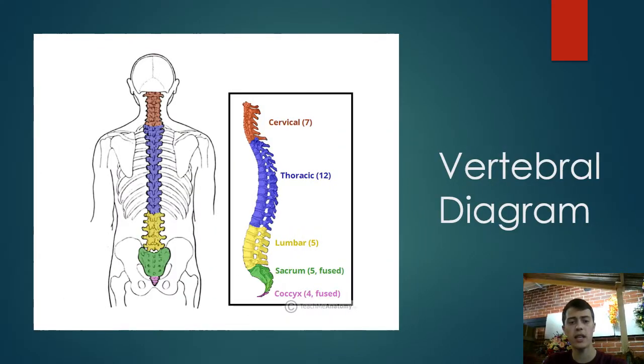As you can see, again in the diagram, the first 7 are the cervical. The next section is thoracic. The last 5 are the lumbar, and then you have the sacrum here, and then the coccyx, which makes up the tailbone. The sacrum is 5 fused vertebrae, and the coccyx is 4 fused vertebrae.